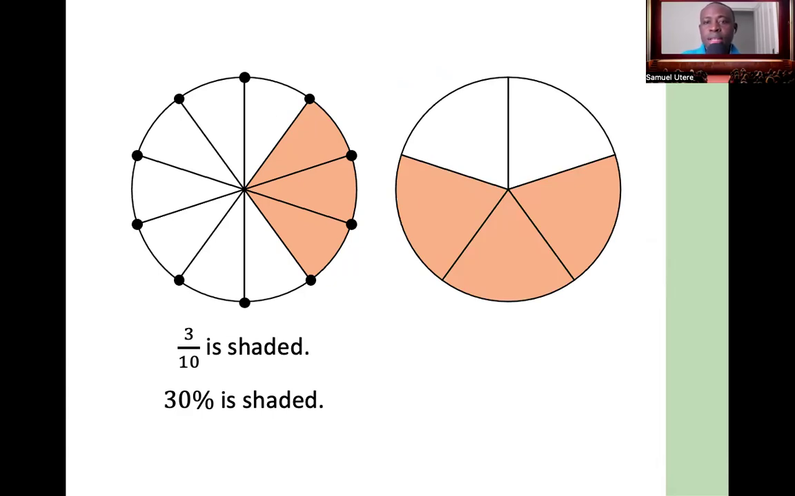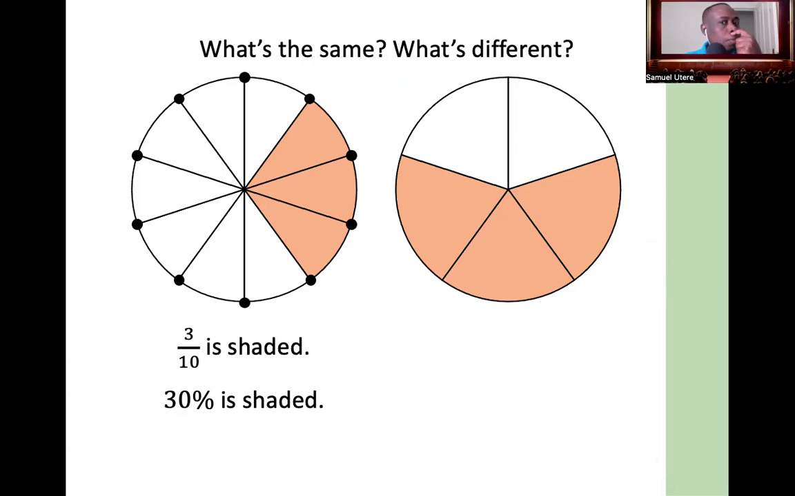Here you can see that the circle is divided into equal parts, but this time there is a different number of equal parts. There are 5 equal parts. Three parts are shaded, so we'll say 3/5 is shaded. What's different is that here we divided the circle into 10 equal parts, but here we divided the circle into 5 equal parts. So 3/5 is shaded.